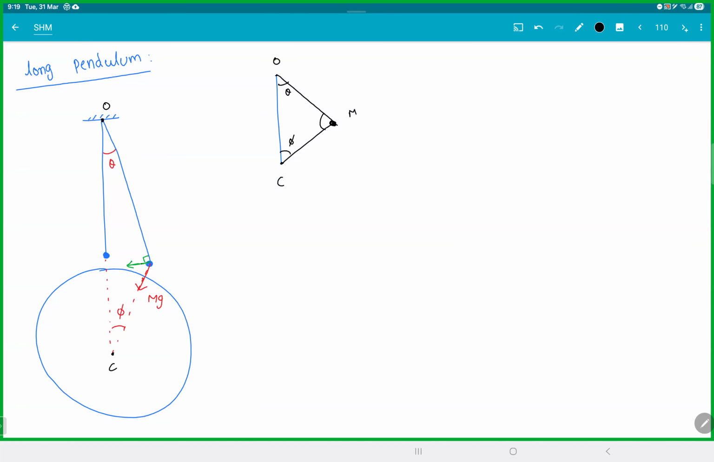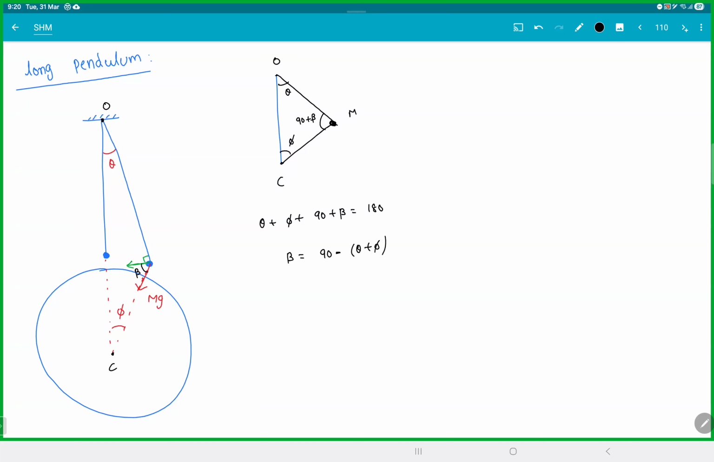Wait, let this be beta. So I want to find that only, anyway. So that would be 90 plus beta. So theta plus phi plus 90 plus beta is 180. So we get beta is 90 minus (theta plus phi).